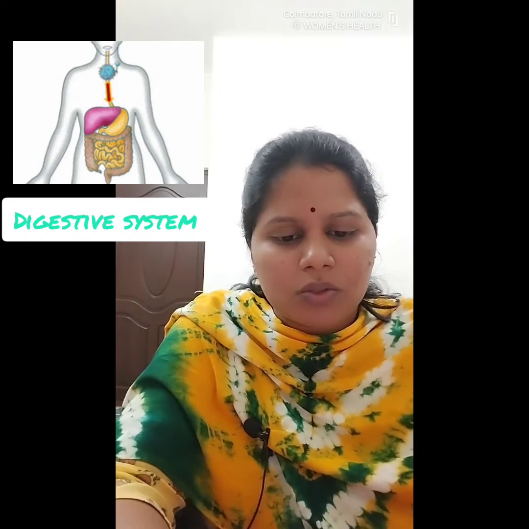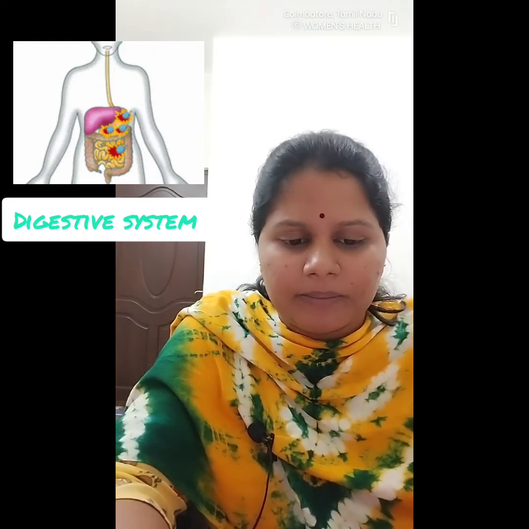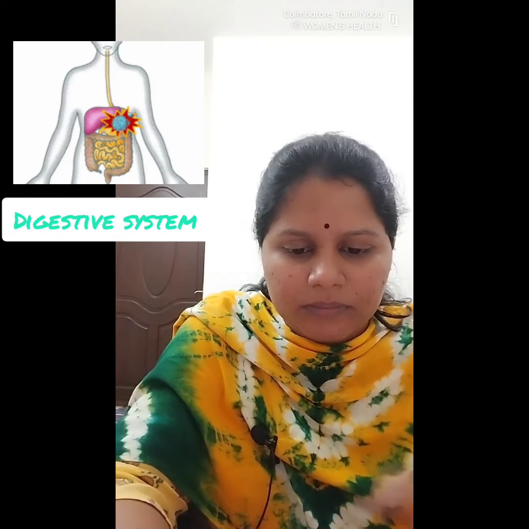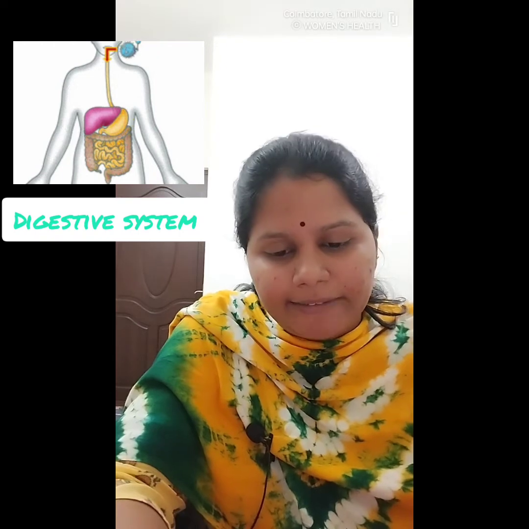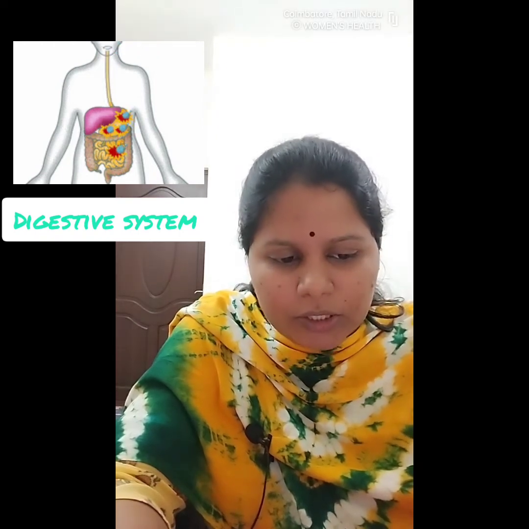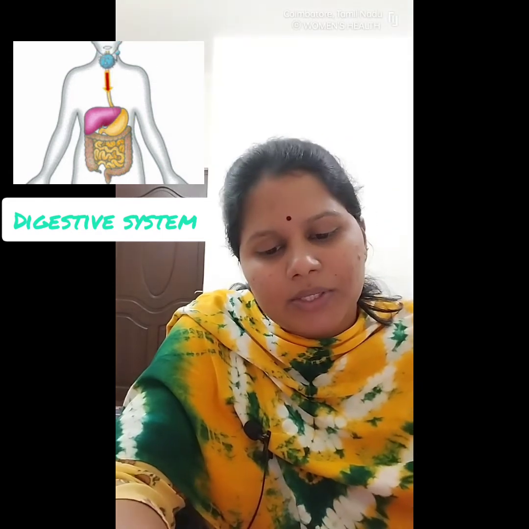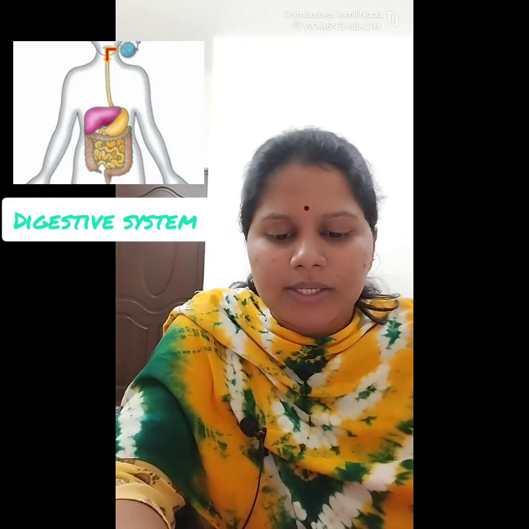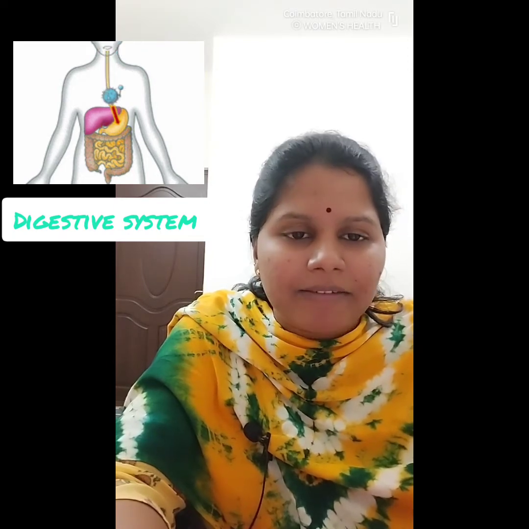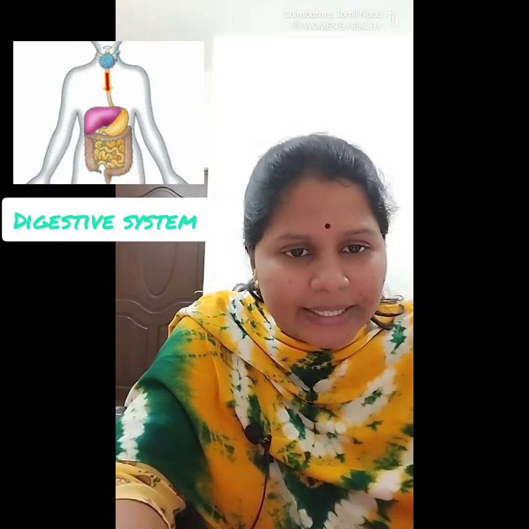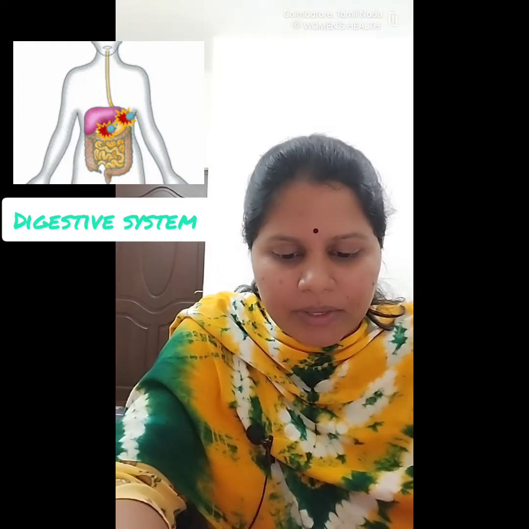Then ulcer, sore or lesion, mainly in the intestinal area. Then ulcerative colitis, inflammation in the colon along with ulceration. Then cirrhosis, it is a degenerative disorder. There will be a degeneration of cells in the liver, common in alcoholism.